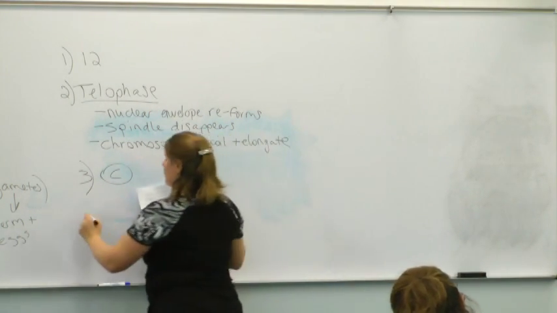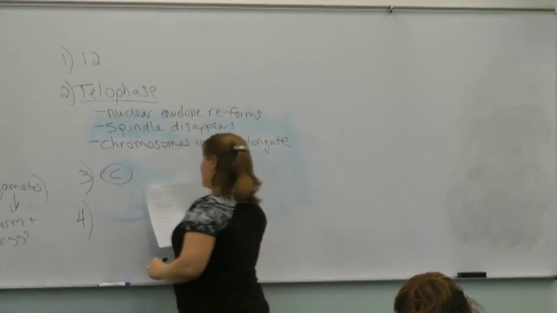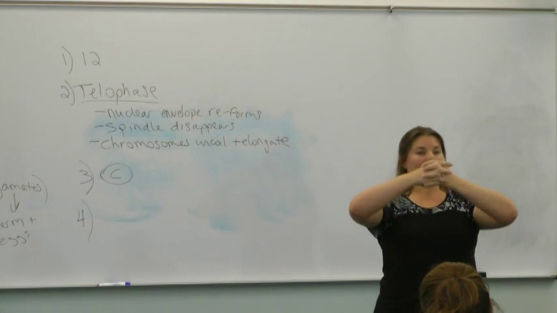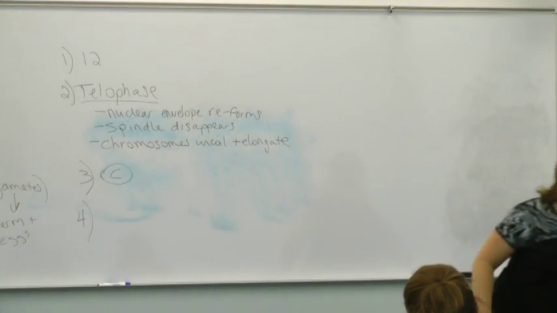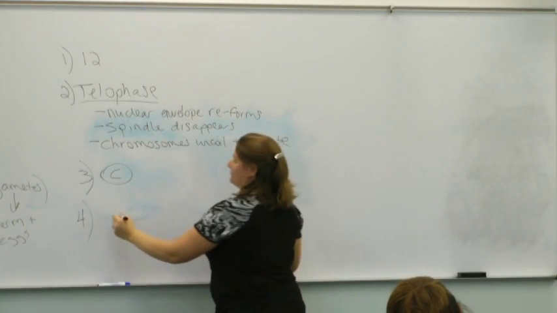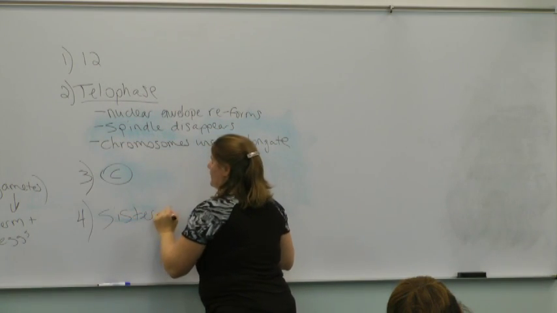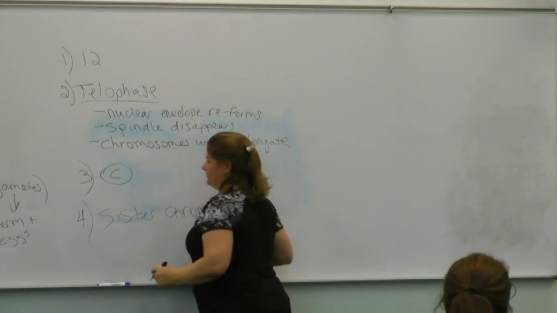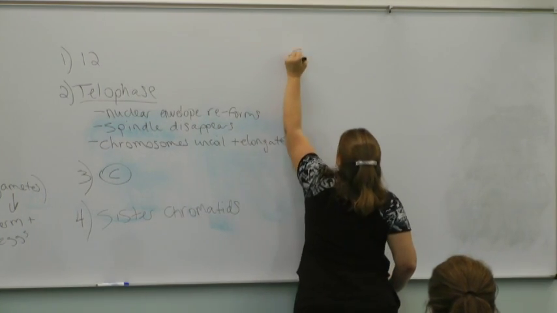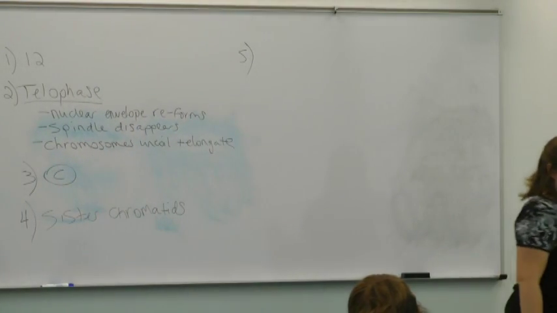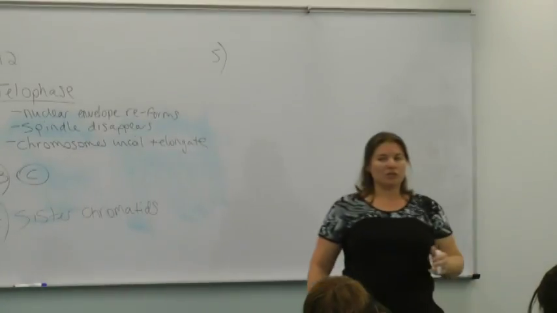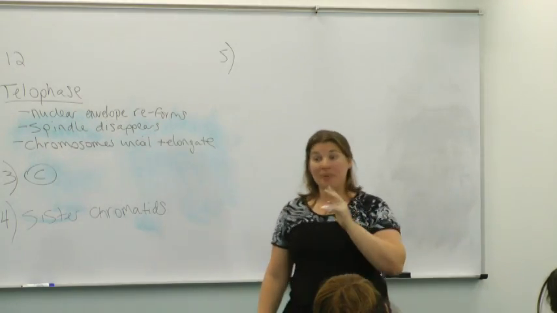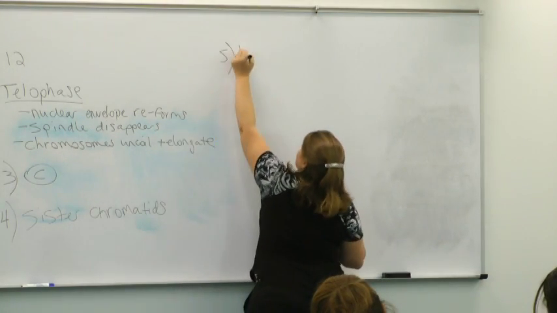Okay. So number 4. During anaphase of mitosis, what separates? Remember? Sister chromatids separate during anaphase of mitosis. Okay, number 5. During anaphase 1 of meiosis 1, what separates? Homologous pairs of chromosomes separate.